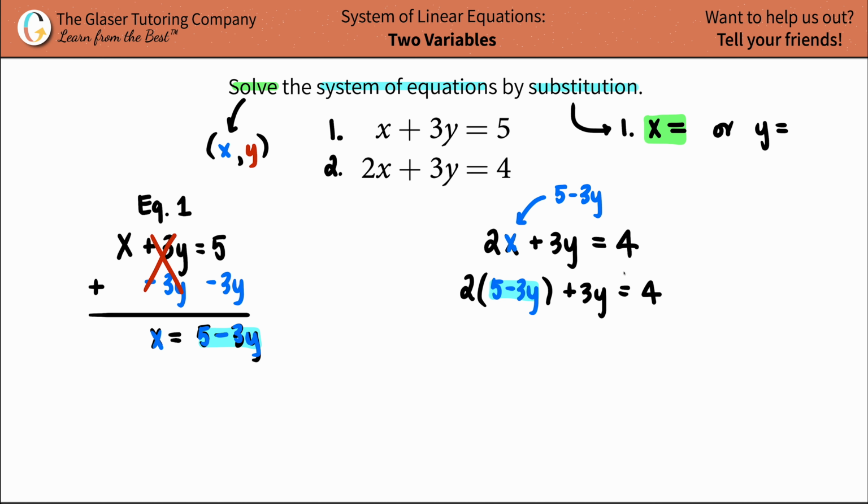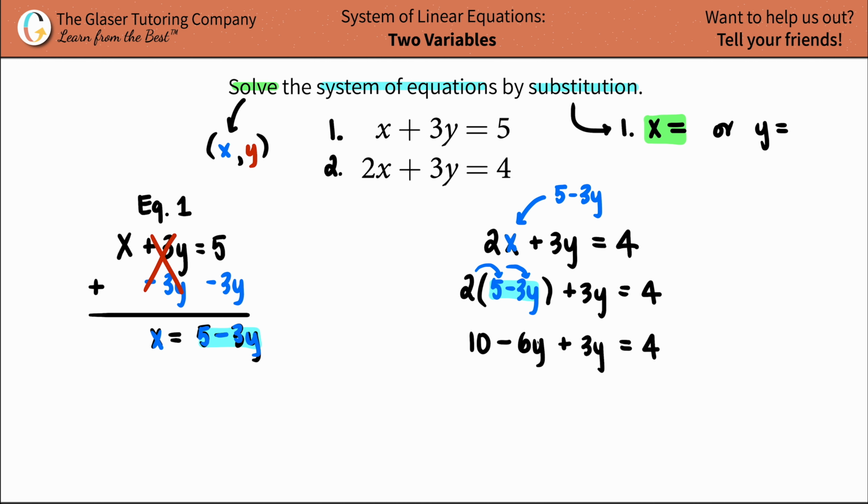Now we just have to use our PEMDAS to basically find out the y's. So we're going to do a little bit of distributing here, my favorite. So we distribute: 2 times 5 is 10. 2 times 3 is a negative 6y, 2 times a negative 3, right? Negative 6y plus 3y equals 4.